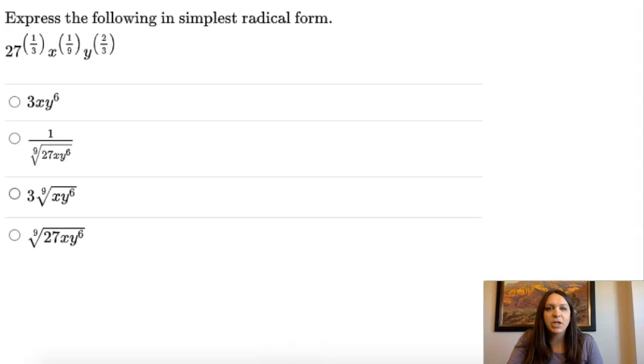Hey guys, in this section we're going to talk about radical form and exponent form. If something is in radical form, or has a radical, that's a square root. We have this rule where, say I have some number. If I have an exponent that's a fraction, then I take the denominator and that becomes the index on the radical, and then the number stays the same and the numerator becomes the power of that number.